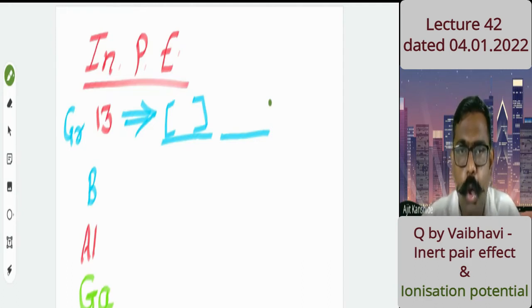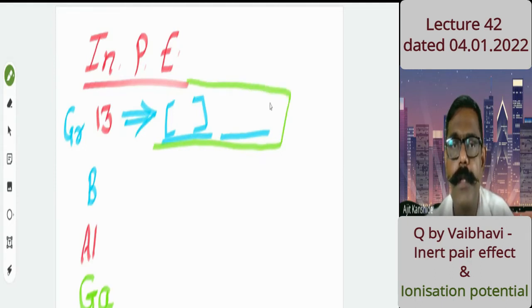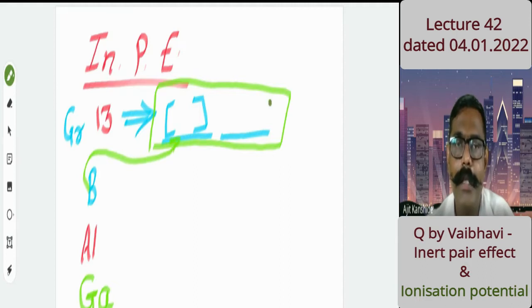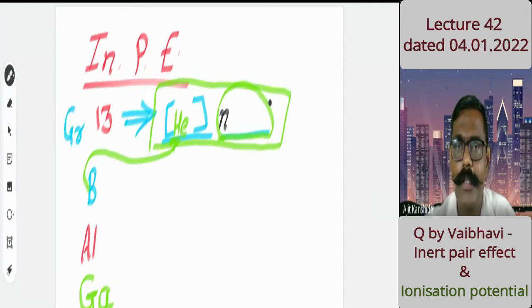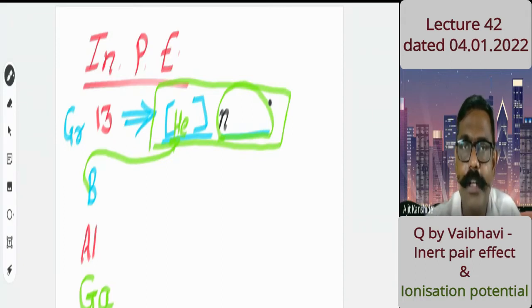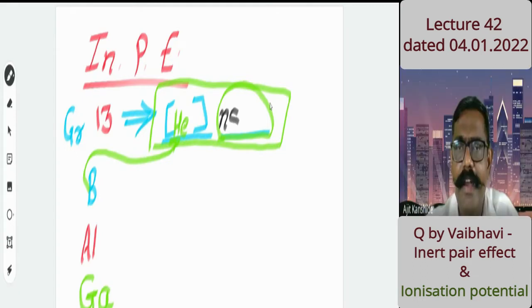I want to know what is their general outer electronic configuration. Here I represented noble gas. Example, if I take boron, then there will be helium followed by... I want this electronic configuration here. What's the electronic configuration? It's ns, n means outermost shell. Which orbital shall I consider here? Which sub-level? Just consider boron. After helium, in which orbital will the electron enter? S, sir. Right. S is a correct answer.